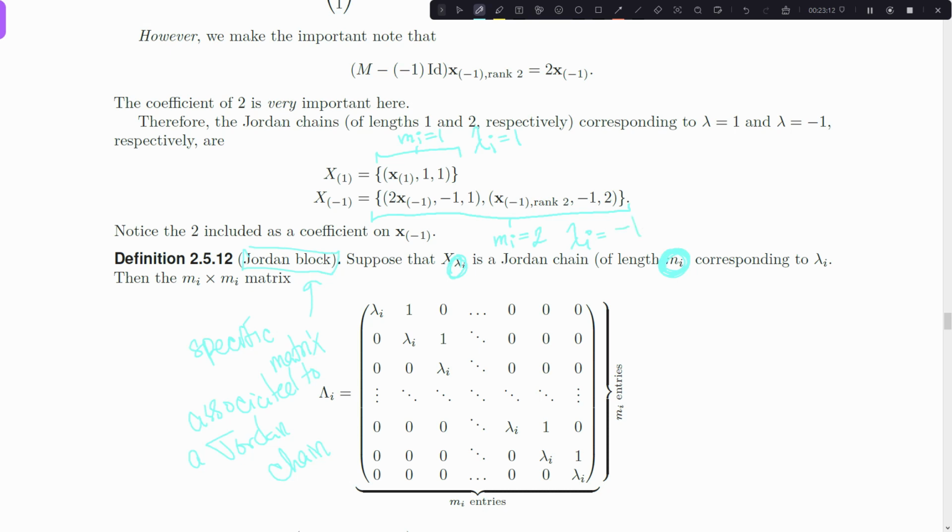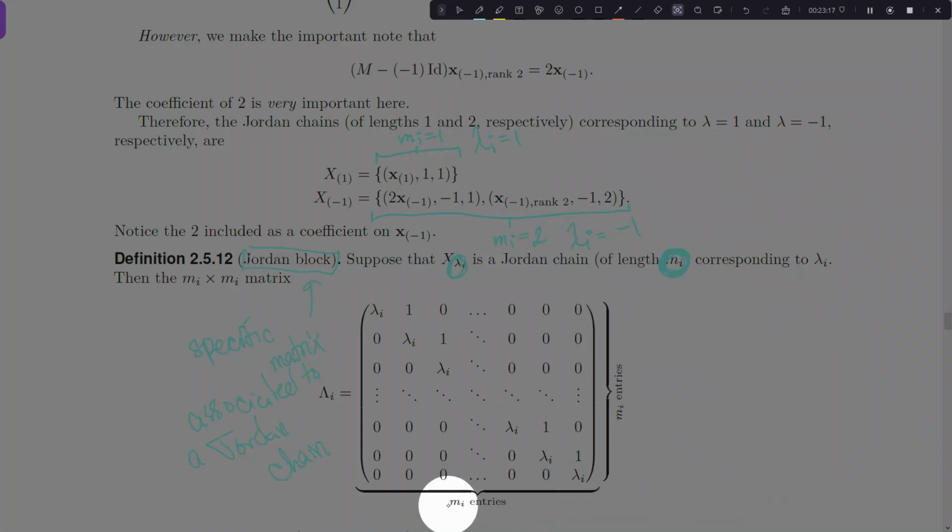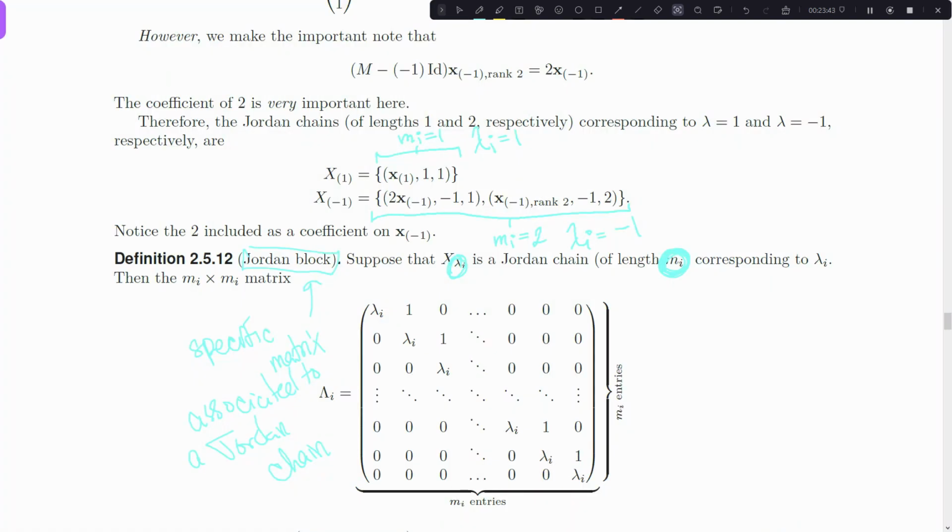And all this is a very particular matrix where it's necessarily mi by mi in size, it's square. The diagonal perfectly has the eigenvalue on it. And the first off diagonal to the right, so the upper right off diagonal, has 1s in it. So it's a very specific matrix where the diagonal is all lambdas, and the very first off diagonal is a 1. This is called a Jordan block.